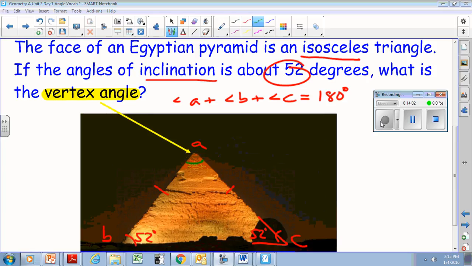The vertex. My elbow is the vertex of my arm. Vertex just means a corner. All three of these are vertices. Why they call this one the vertex angle, I don't know.